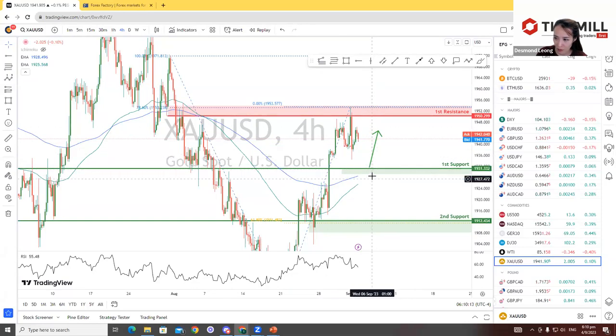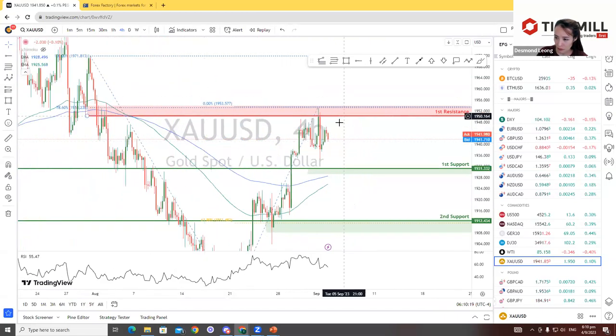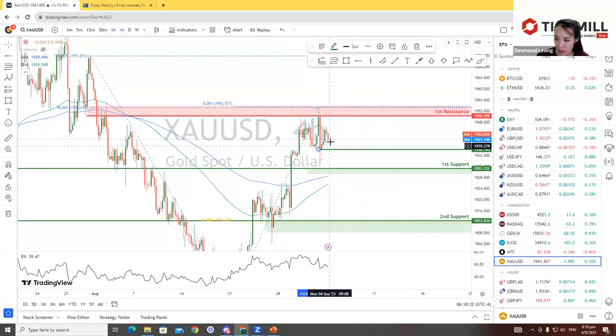If the price came down and you buy already, where is your TP? Usually I set my goal TP at least 50 pip, or 500 point, so your TP could be here. For example, let's say you buy from 1930, and then you close about 1990, 1938, that is about 80 pip already, somewhere around here.